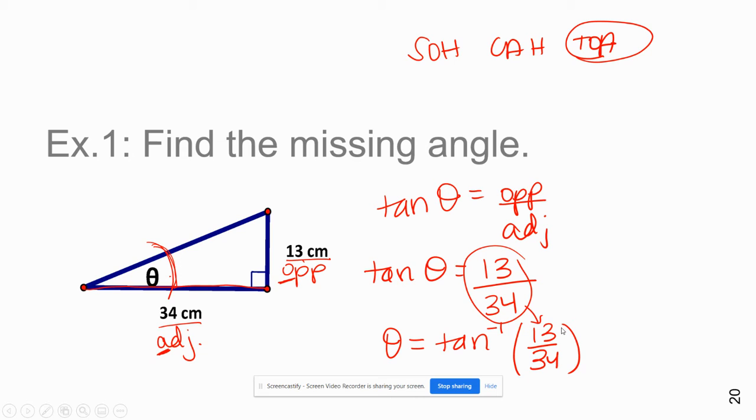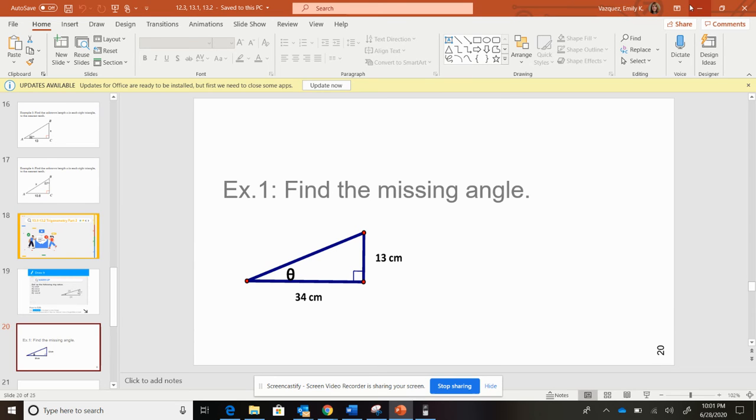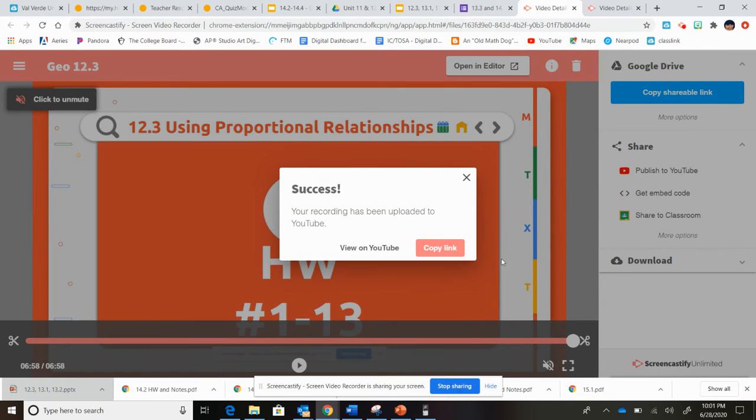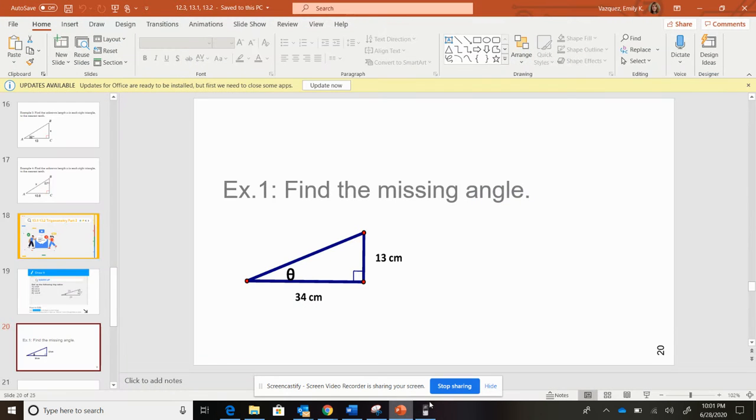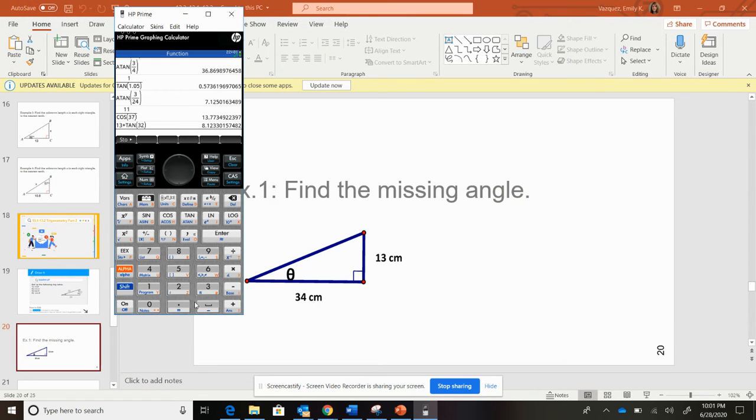So tangent inverse of 13 over 34. Tangent inverse of 13 over 34. So I'm going to pull up my calculator here. And again, my question was tangent inverse of 13 over 34. Always verify that you're in angles. By the way, if it looks like it's getting too crowded here and you like everything neat, you can always hit shift and clear and it'll get rid of the whole screen for you.